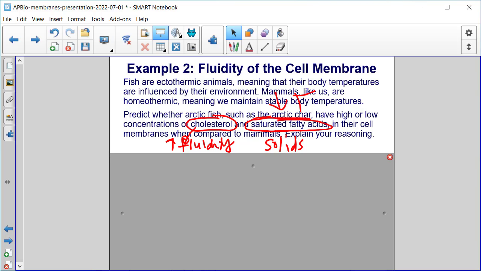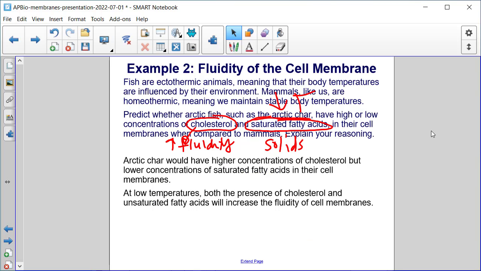So at a low temperature where these fish are living, they need their membranes to still be fluid. So we need to make sure they have these membranes to maximize their membrane fluidity even at the low temperatures. So Arctic char would have higher concentrations of cholesterol, right? Because an increase in cholesterol would increase the fluidity at low temperatures, but lower concentrations of saturated fatty acids, right? Because that would make them less fluid. At low temperatures, both the presence of cholesterol and unsaturated fatty acids will increase the fluidity of cell membranes.